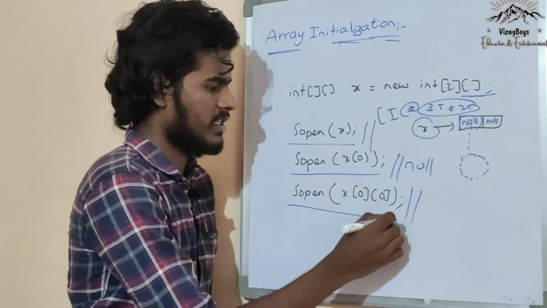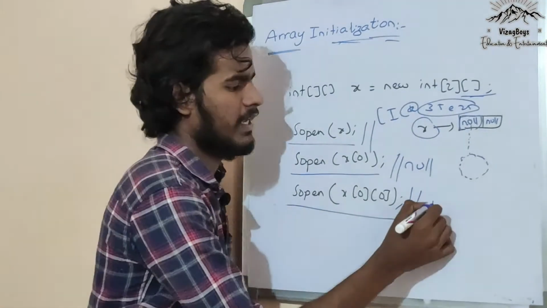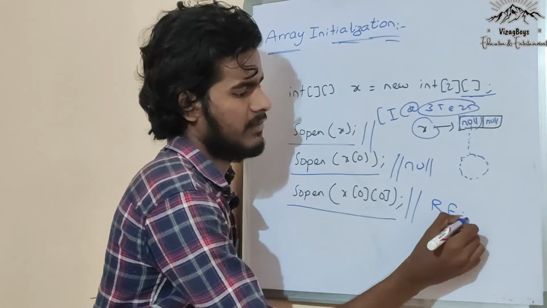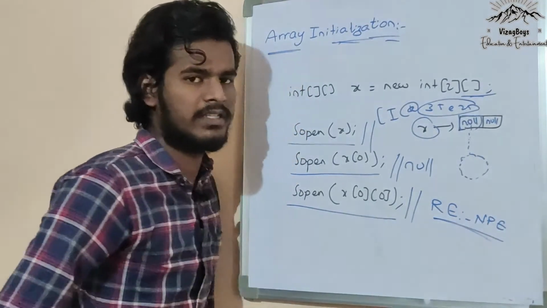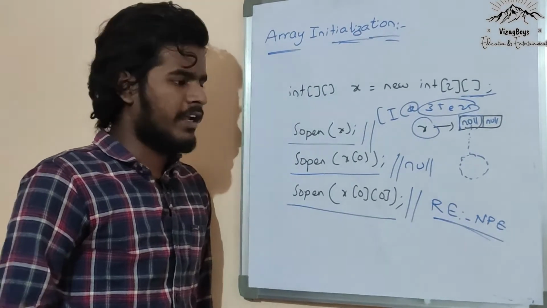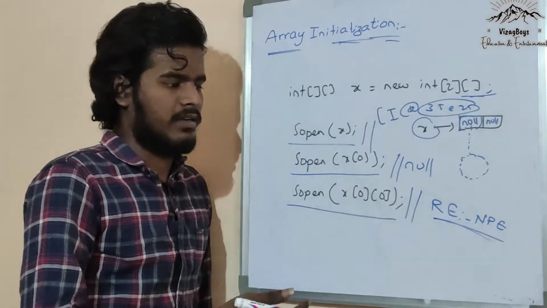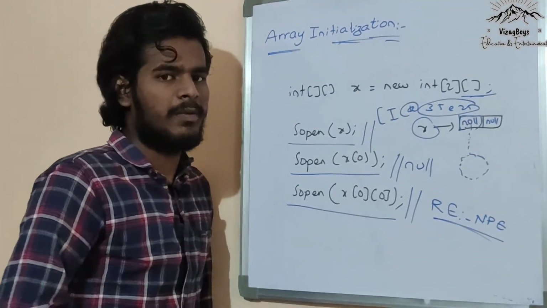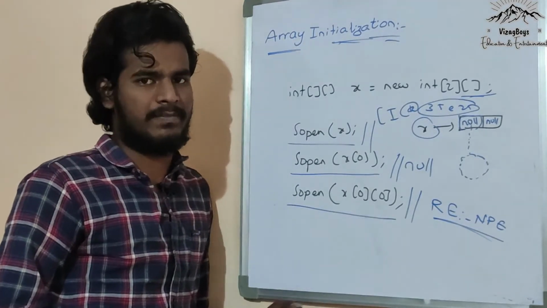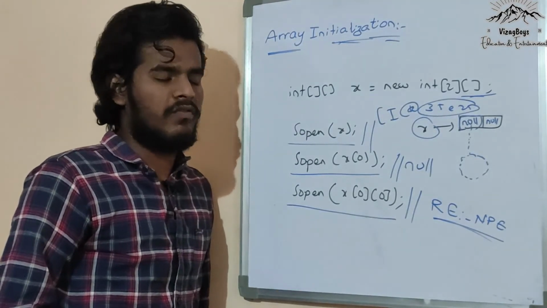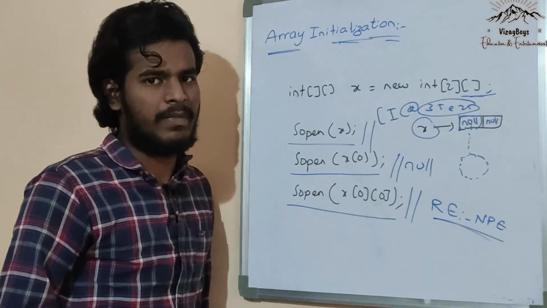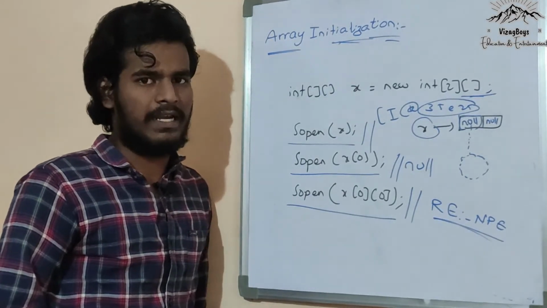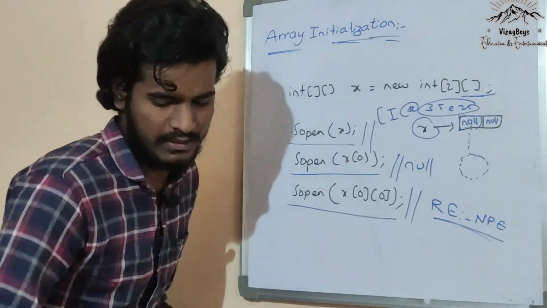What is the output for this one? Here we will get a runtime exception saying NullPointerException. Whenever we are trying to perform any operation on null, we will get a runtime exception saying NullPointerException.